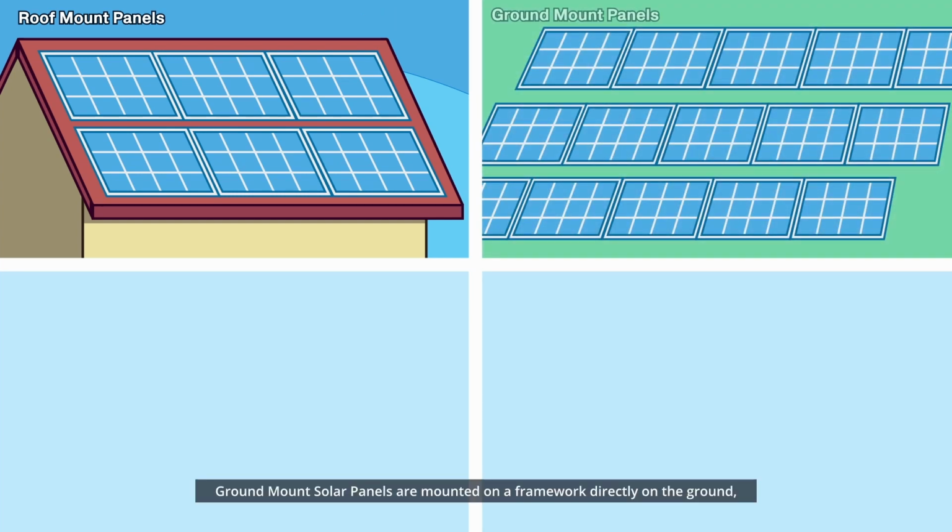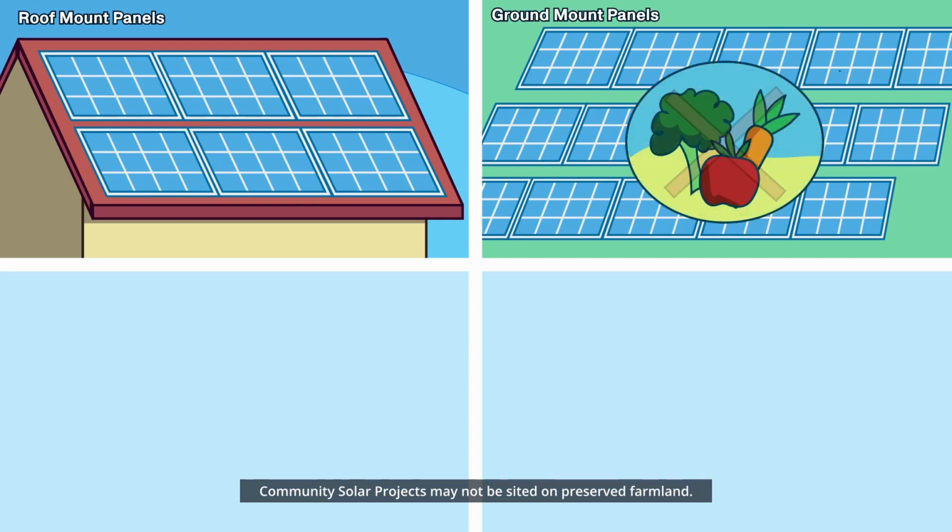Ground mount solar panels are mounted on a framework directly on the ground, including brownfields, closed landfill sites, and other sites that would be difficult to develop. Community solar projects may not be sited on preserved farmland.